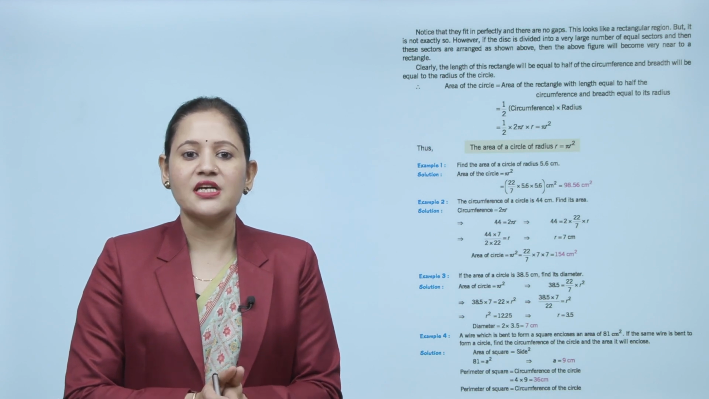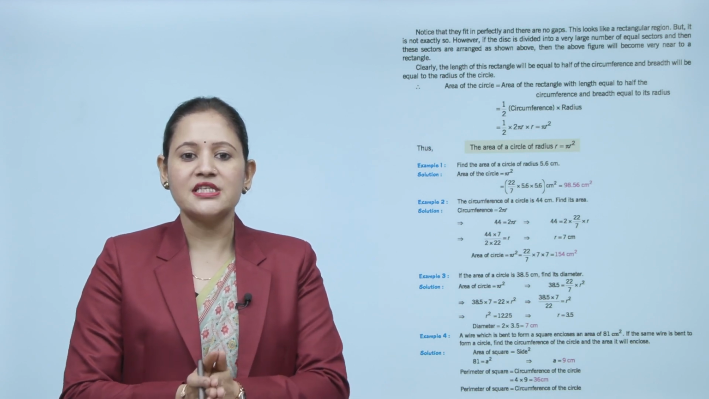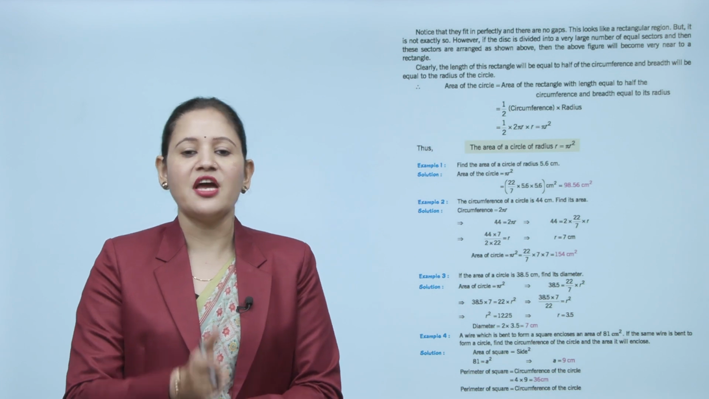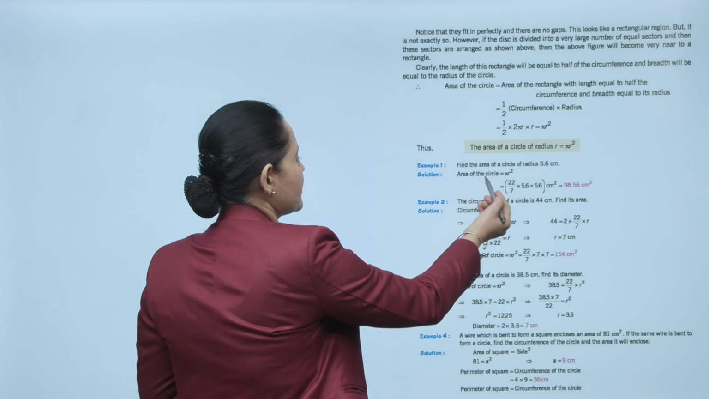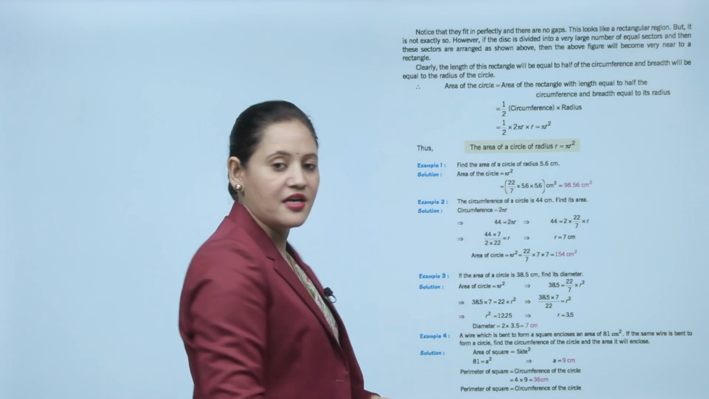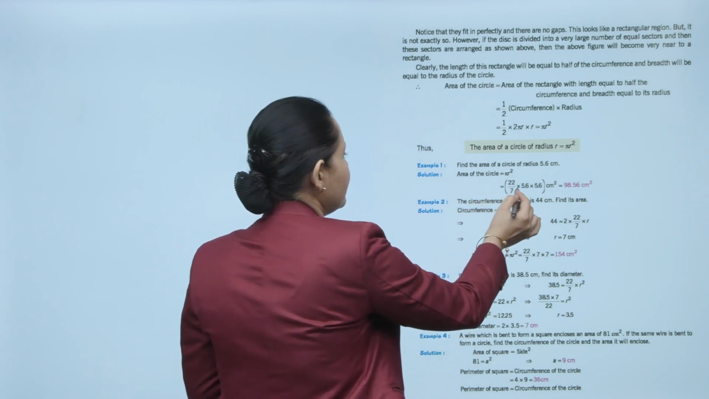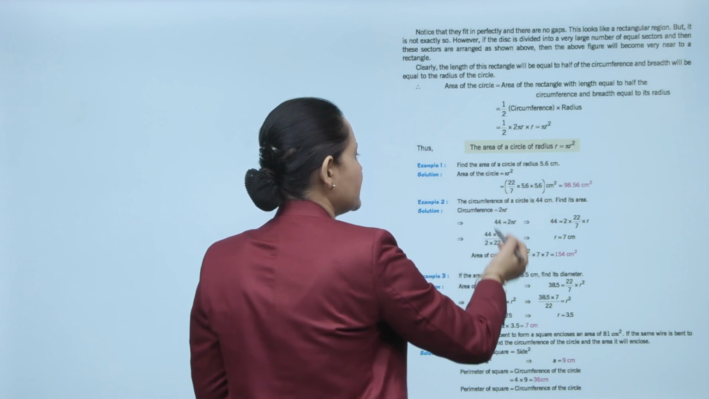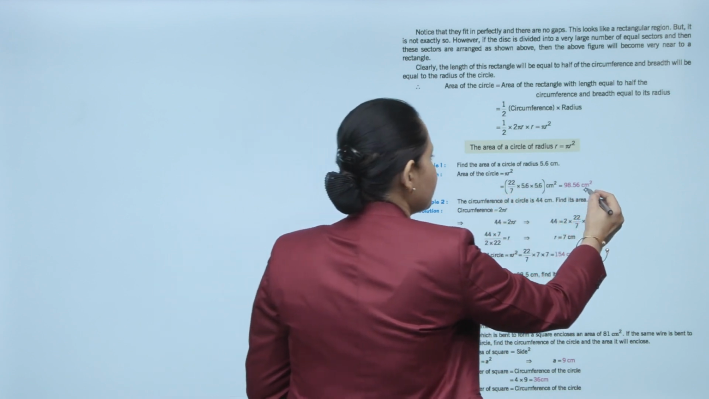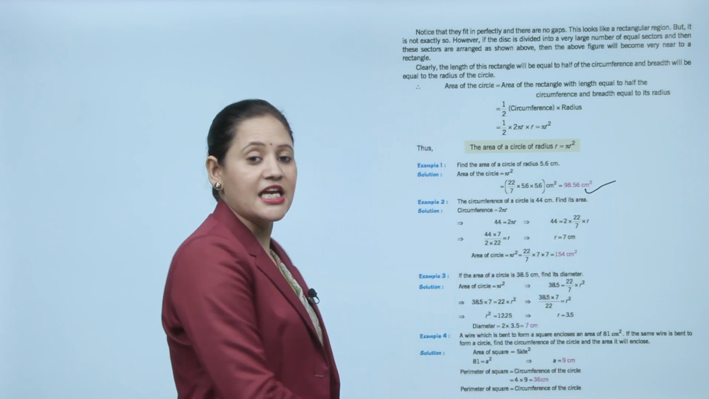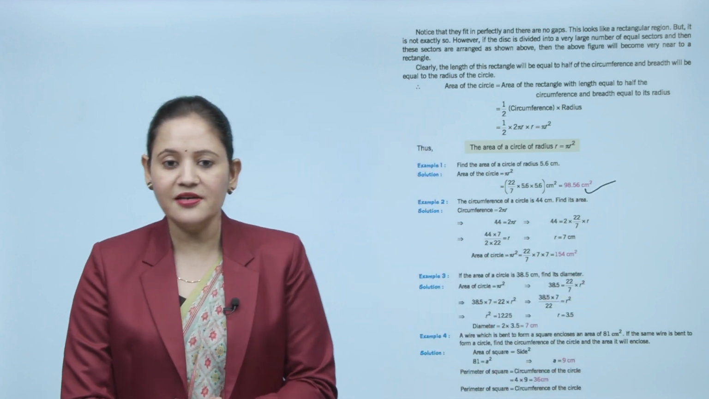Find the area of a circle of radius 5.6 centimeter. Radius is given, we have to find the area. So solution: area of circle equals pi r square. Pi equals 22/7 into 5.6 into 5.6 centimeter square, that is 98.56 centimeter square. That is the area of the circle. Clear?